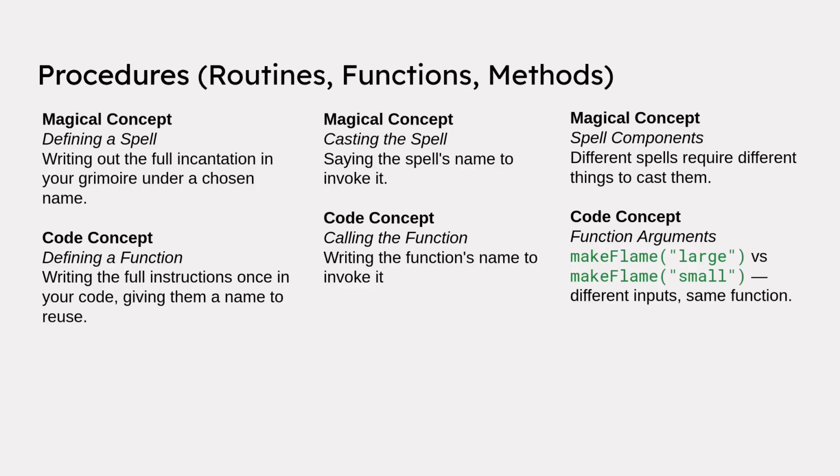Then you have casting the spell. So you say the spell's name to invoke it, which is the same as calling the function. You're writing the function down, you're calling it in some way. And then you have your spell components, which are the different spell bits that are required. So if you play D&D, you know that some spells require that you have a long rest, or you need a diamond, or you need the blood of a goat or something, I don't know. And you can call these function arguments. We call them parameters. You have different inputs.